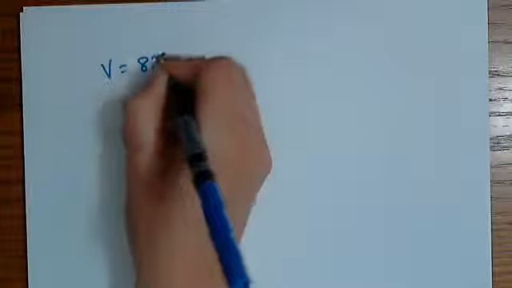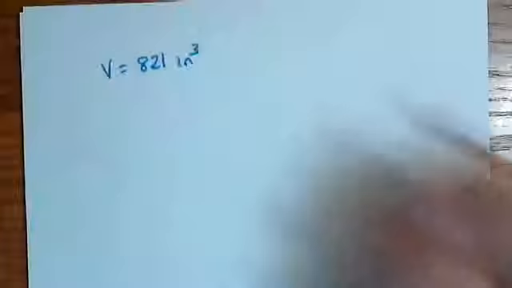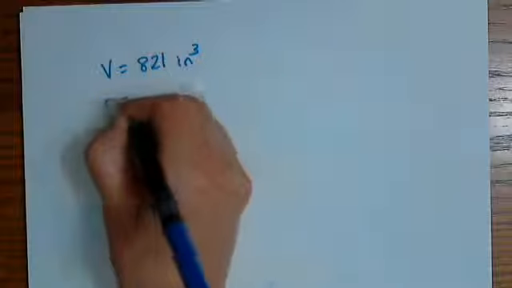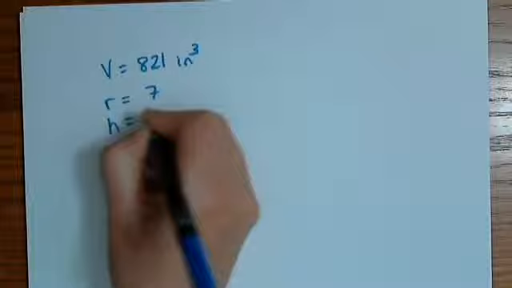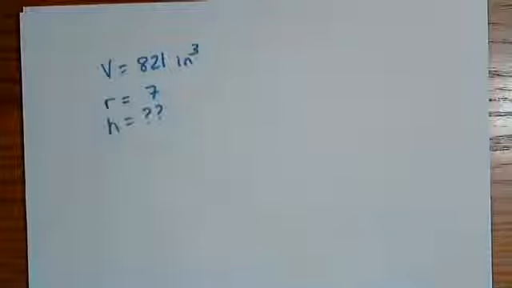It says, find the height of a cylinder that has a volume of 821 cubic inches and a radius of 7 inches. It has a height, a volume. Our volume equals 821 inches cubed, and the radius is going to be 7. We want to know the height. How are we going to figure that out?